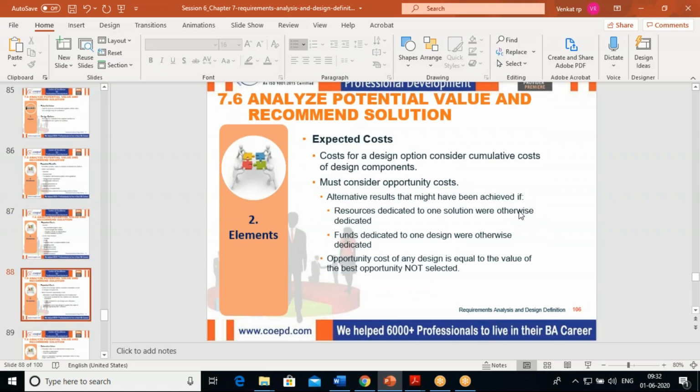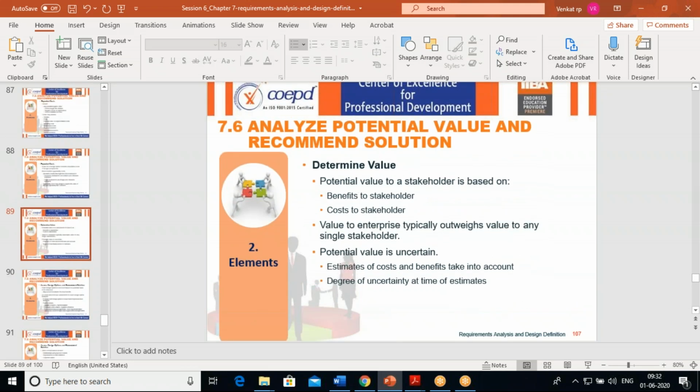And then we have this, okay, we will be determining the value there. Value means, we have seen the benefits there, and then we have to determine the value. Value means from the cost benefit analysis, we have to go with the cost benefit analysis. We see what benefits we are going to get to the stakeholders, and what cost is incurred to the stakeholders, that we have to understand.